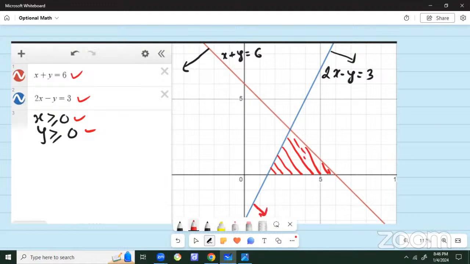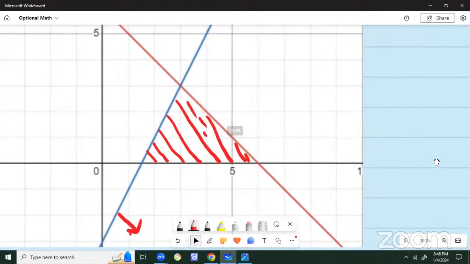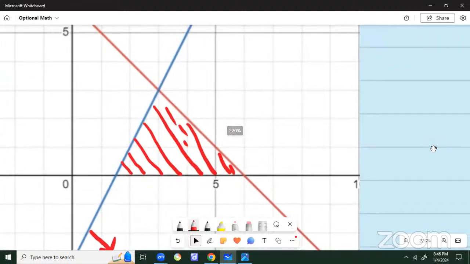Now, finally we get a closed figure here. Can you see a closed figure over here? Yes, a closed figure. Now, find out the coordinates of the three points. Okay, what type of figure is this? A triangle.